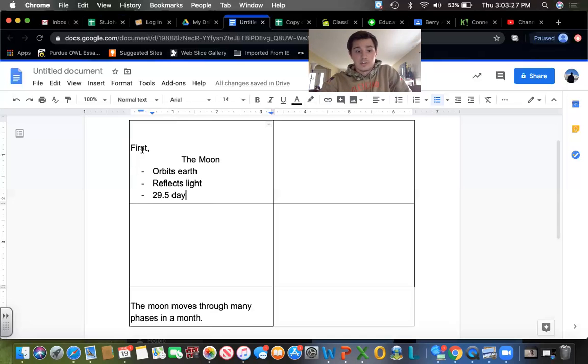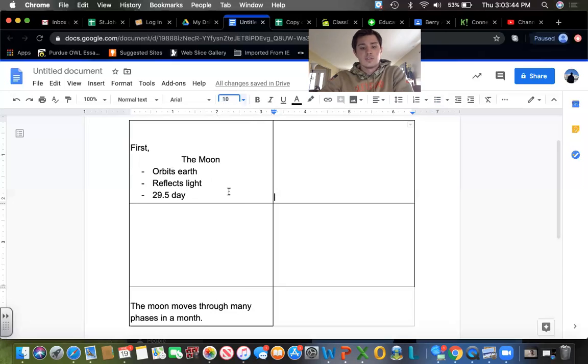I've got my transition word. I've got what this paragraph is gonna be about. And then I've got my three details informing the reader about the moon and just kind of how it goes through the phases, all right? Now we can start on our second box.